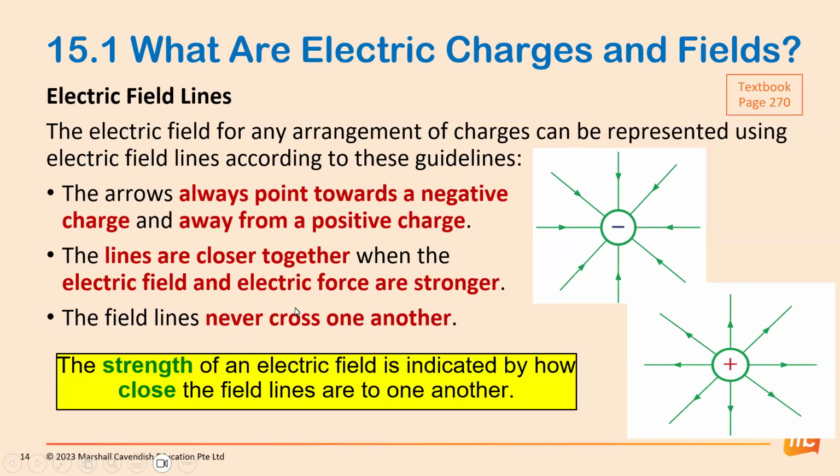And just take note, whenever you're drawing, you need to use a ruler to draw, and they cannot cross each other. There should be no field lines that cross each other. Okay, it's good practice to get this correct the first time, because later on you will also need to draw magnetic fields. You also need to use lines to represent magnetic field lines, and the concepts are very similar.